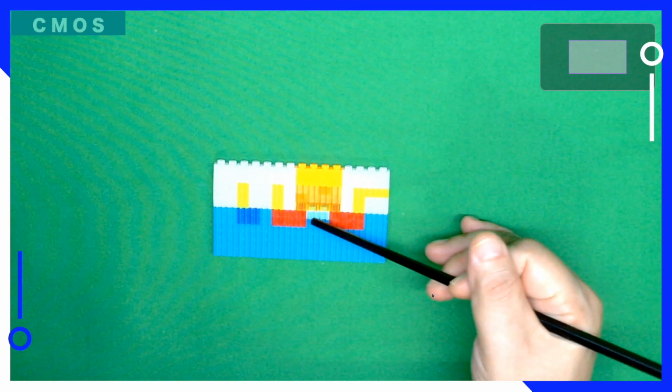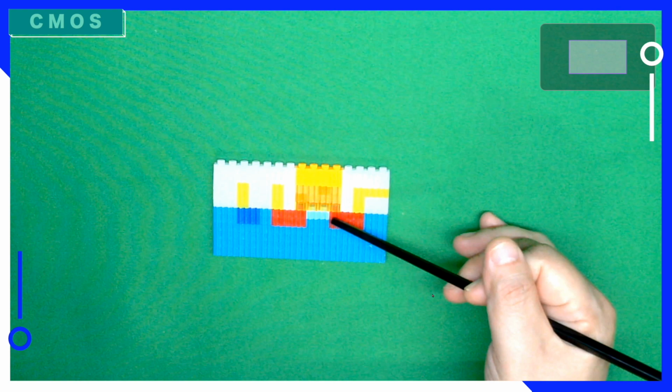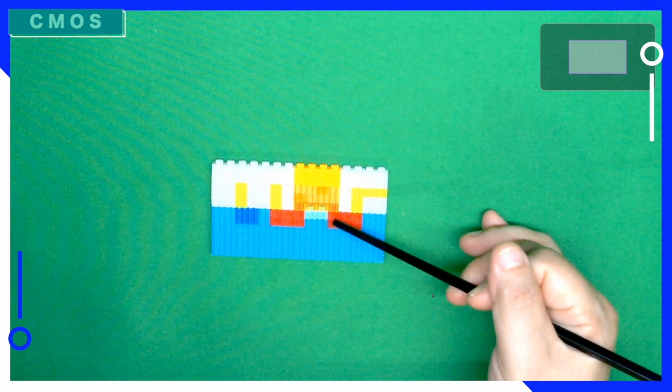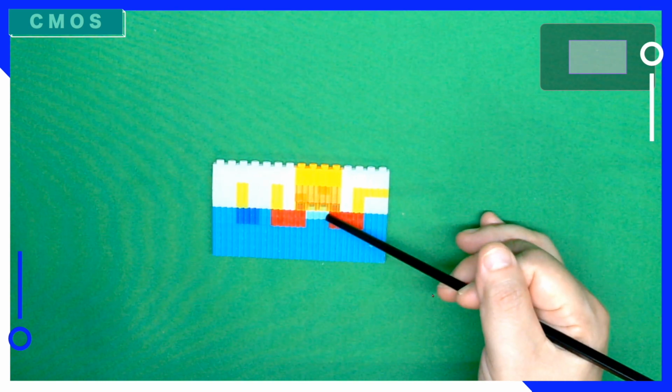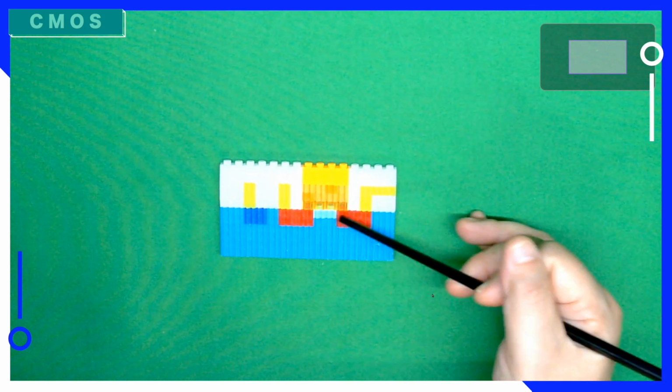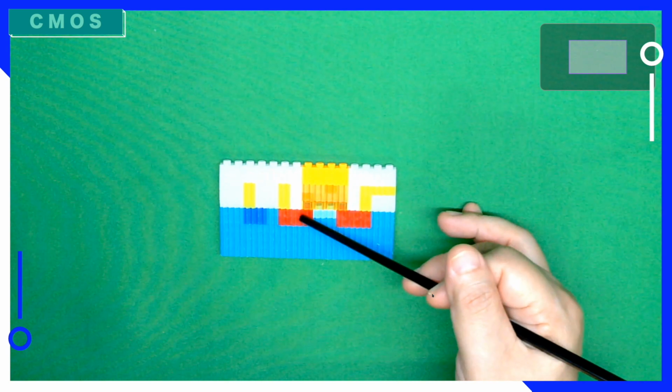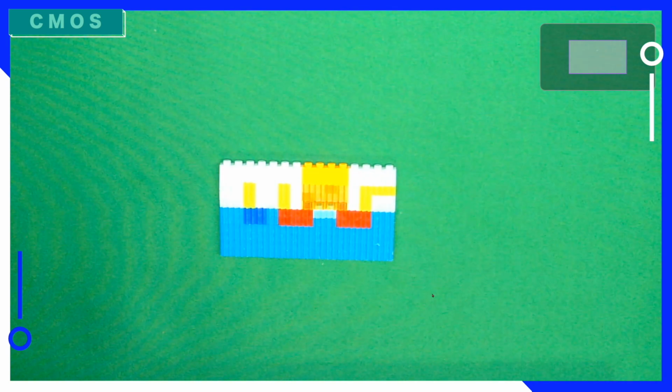Metal, oxide, semiconductor. Now this is a negative channel. So negative, which is red, negative, which is red. The light blue will turn to red, which forms a negative channel. When you apply positive voltage, then the electron will come from here to here.